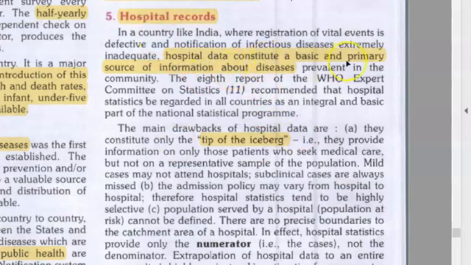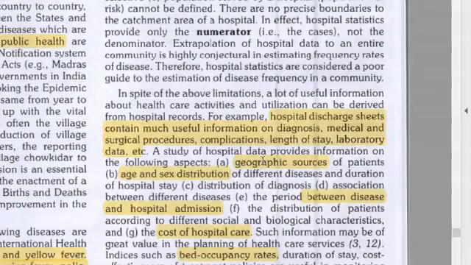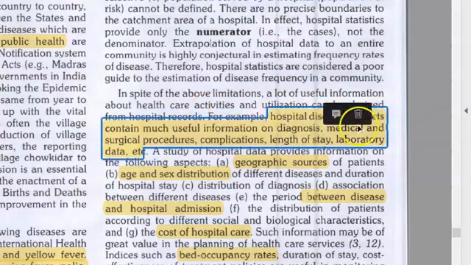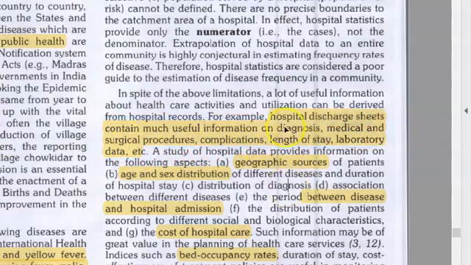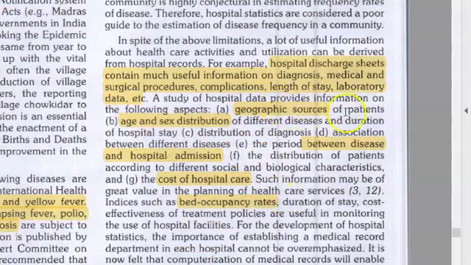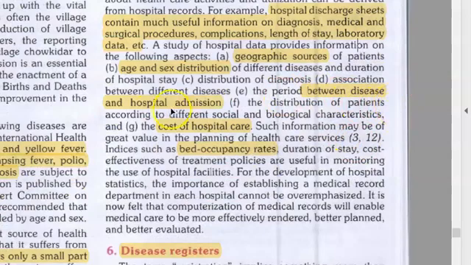Hospital records, hospital data, constitute a basic and primary source of information. This is just the tip of the iceberg because the hospital will get only clinical cases. Hospital discharge sheets contain so much useful information on the diagnosis, on the medical and surgical procedures, complications, length of stay, laboratory data, etc. Obviously you have seen all your hospital discharge records, right? They'll have a lot of information. So you will also get the geographic source of the patients, the age and sex distribution, the period between the disease and the hospital administration, the cost of hospital care, and bed occupancy rates of the hospital also you can find out.